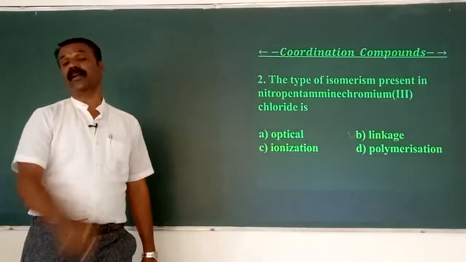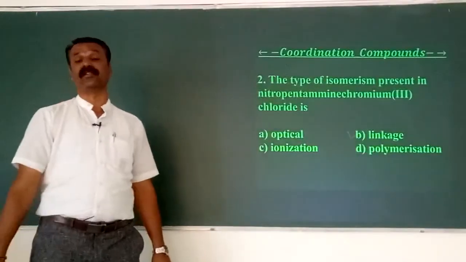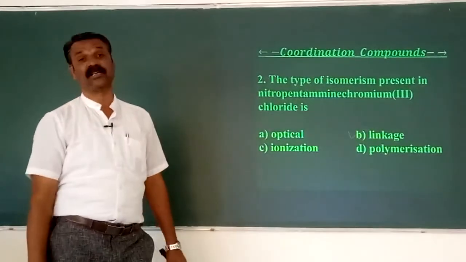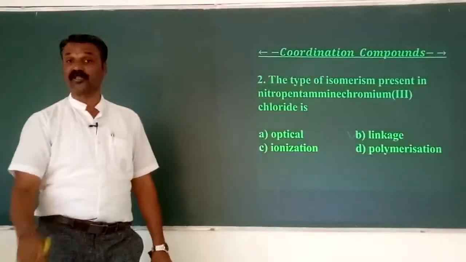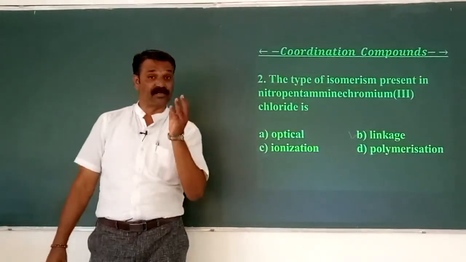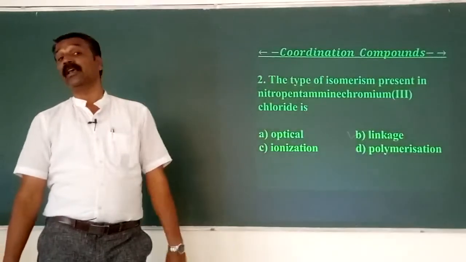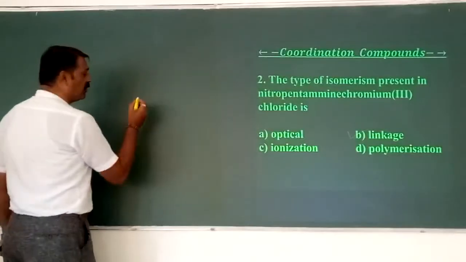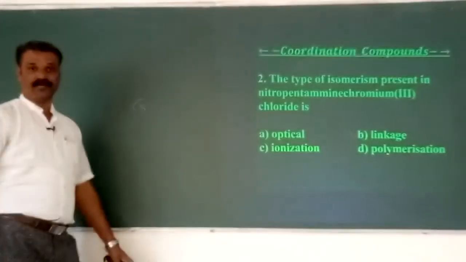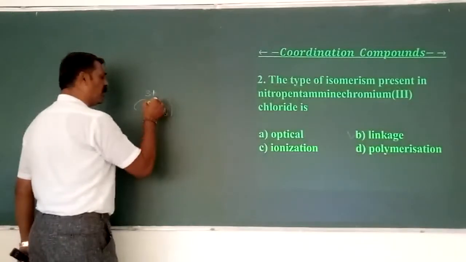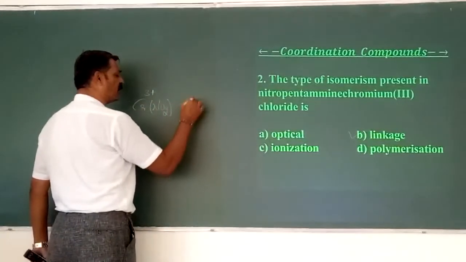The ambidentate ligands. Means they have two different coordinating sites. If that be the case, it is having which isomerism? Linkage isomerism. So we have structural isomerisms of 4 types: ionization, hydrate isomerism, coordination isomerism, along with linkage isomerism. So here the central metal atom is Cr first, with oxidation state +3, already mentioned. Nitro with pentaamine. Nitro means NO2. Pentaamine means 5 amines.